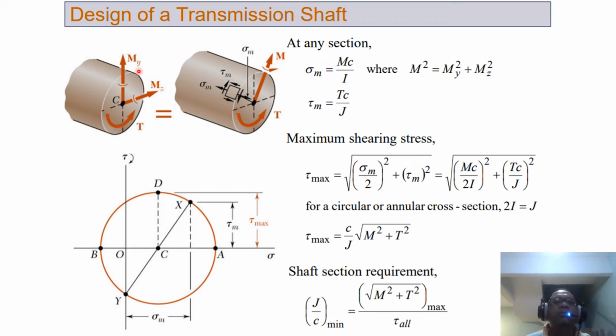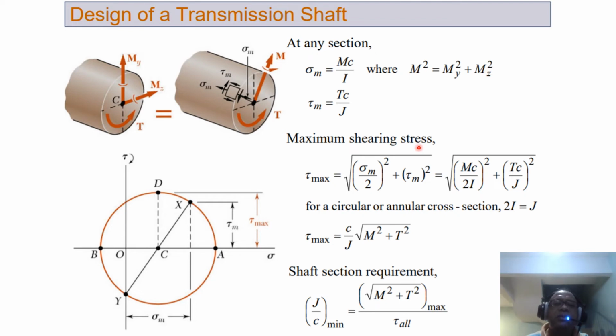So we have a moment in the y direction, and we have a moment in the z direction. These moments must be perpendicular to each other. Because of the specific shape of a circular shaft, you can find the resulting moment: M squared equals My squared plus Mz squared.